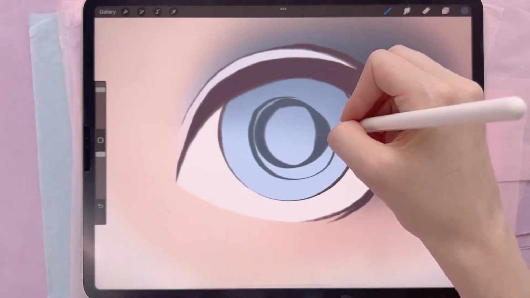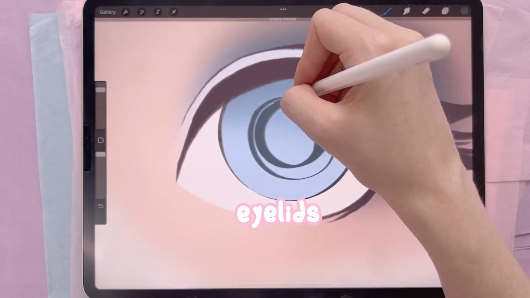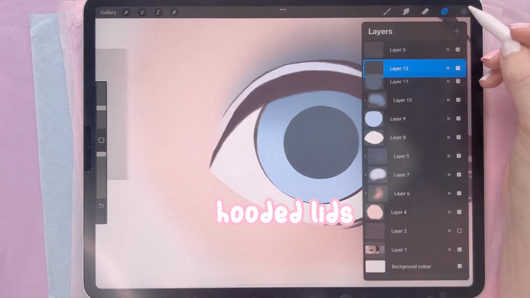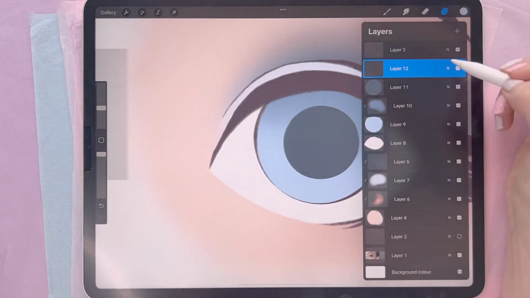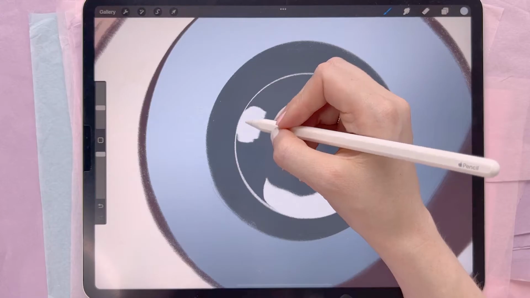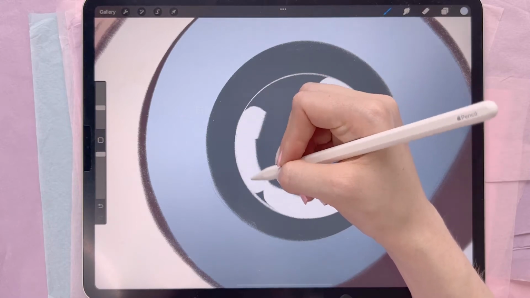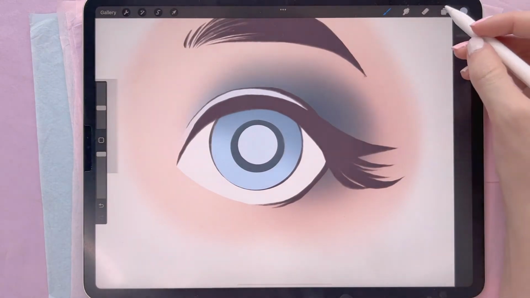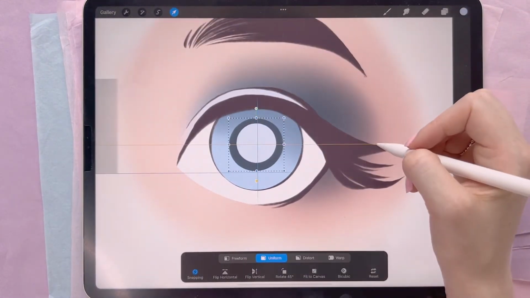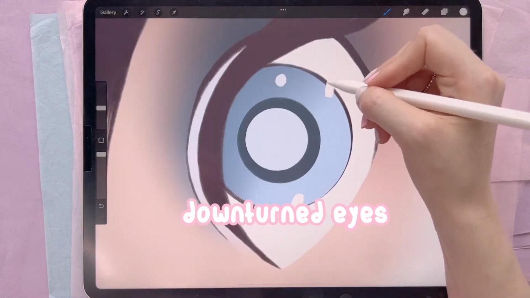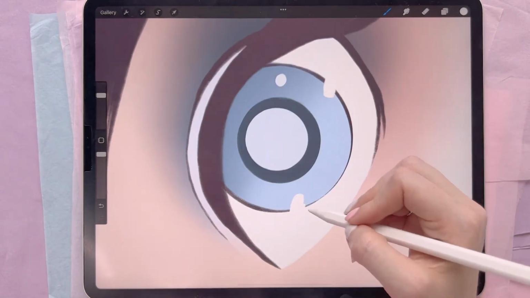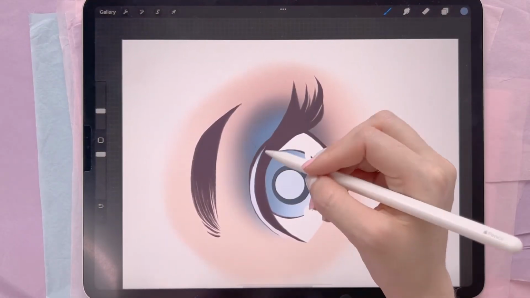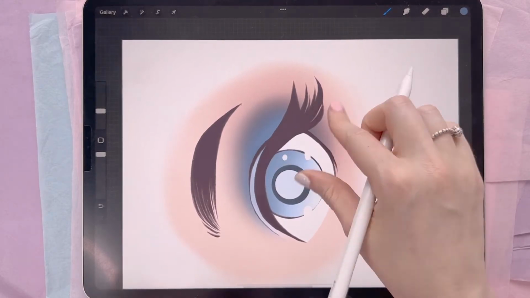Another thing is that there are different kind of eyelids. For instance, there's monolids, there's hooded lids. Honestly, play around with these, because whatever kind of shape that you choose to draw is gonna be very much like you. People are gonna notice it as well. Something I will say is that I don't actually see downturned eye shapes very often. So if you were to say draw your eyes in a downturned shape, I think that is definitely something that will make you stand out.